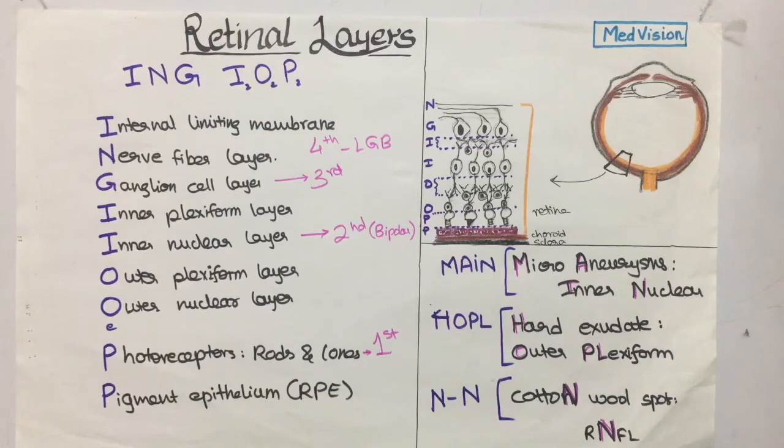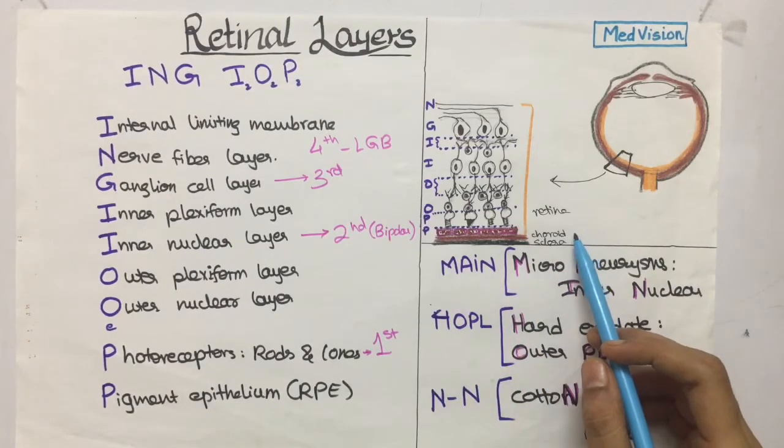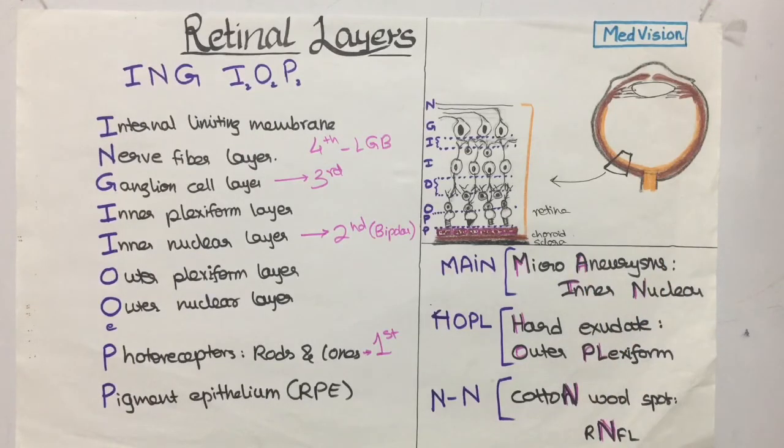Hello everyone, today let's study the layers of the retina in detail with the help of this mnemonic and also by understanding this in the diagrammatic representation. Now the retinal layers can be remembered with the help of this mnemonic: ING, I2, O2, P2.